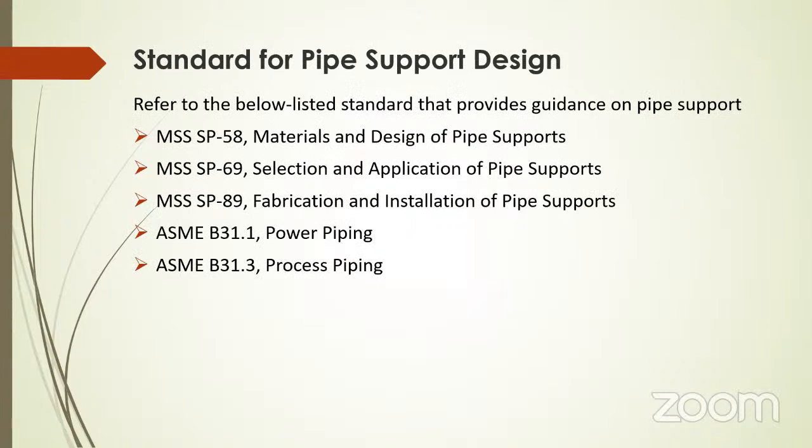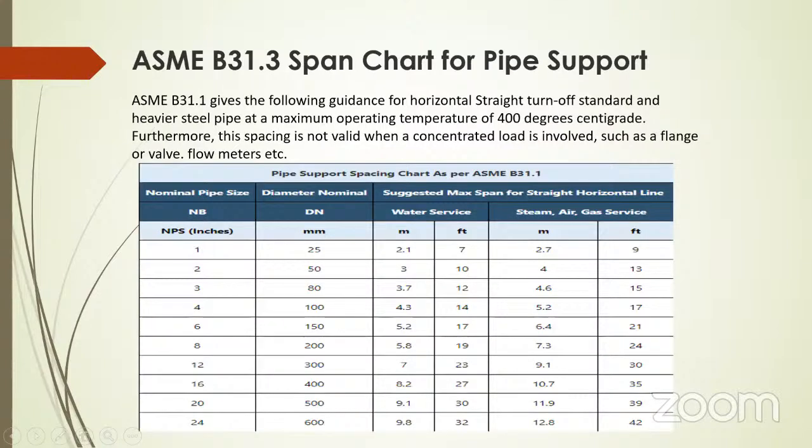And then these are all the standards available for pipe support design. Here MSS SP-58 for metal design of pipe support, 69, 89, and then obviously B31.1 for power plant piping. ASME B31.3 is for process piping. These are all the standards available. You can get some piping support details, some standard details from these kinds of standards. And then these are the span charts for the piping support. Here you can see as per ASME B31.3 process piping for 1 inch size.